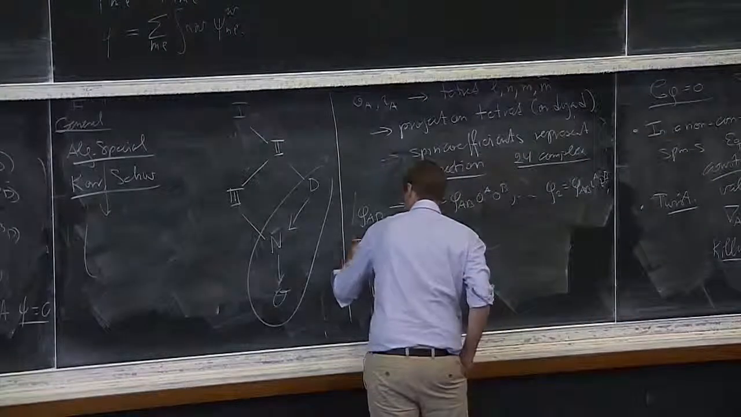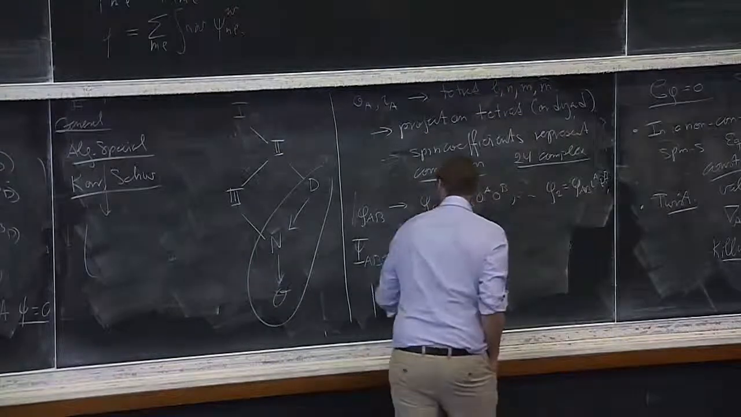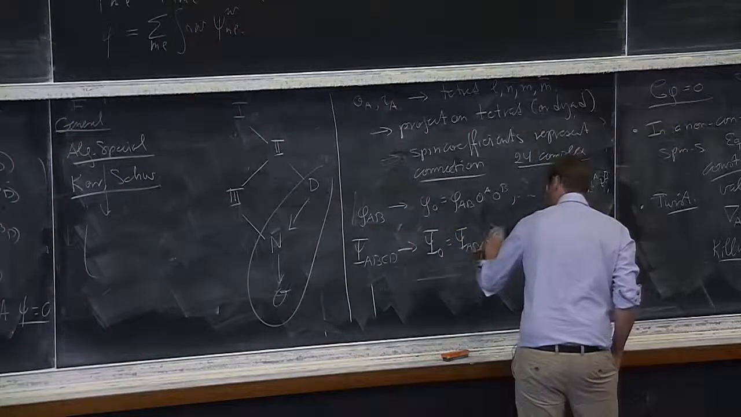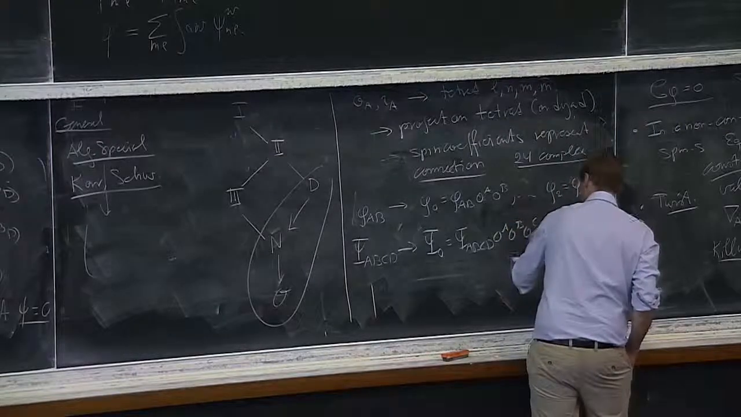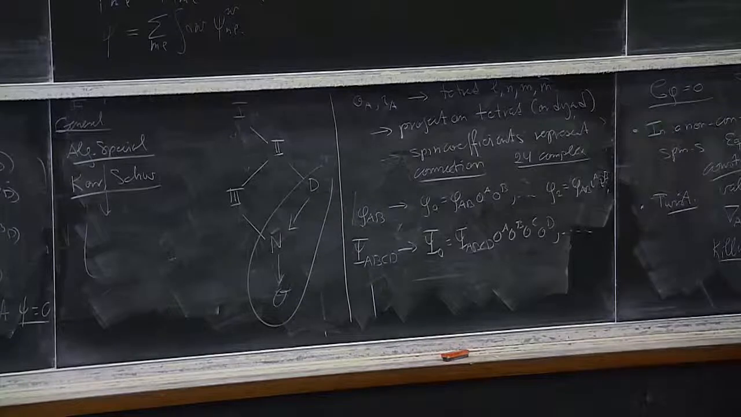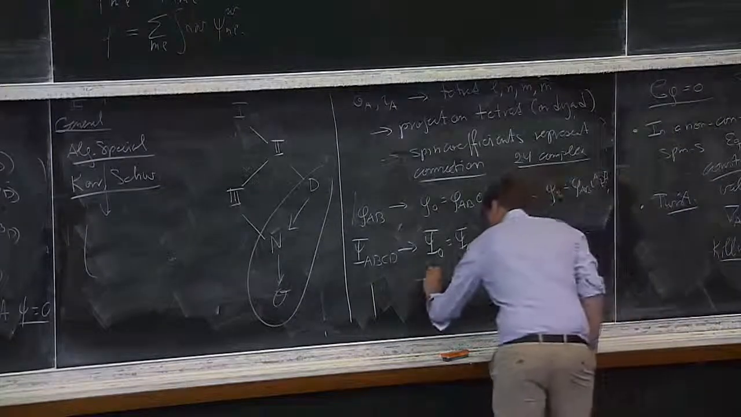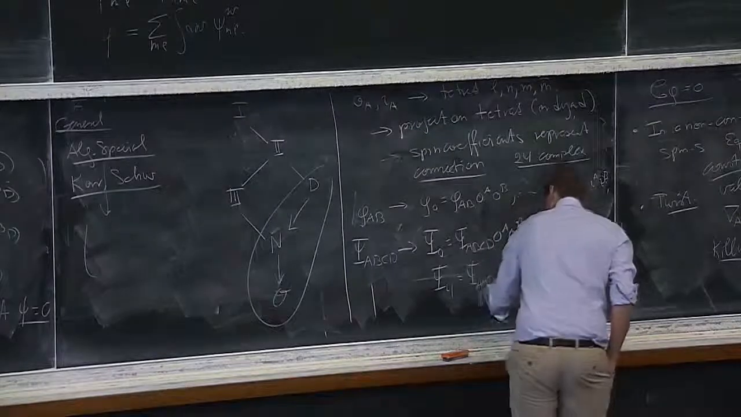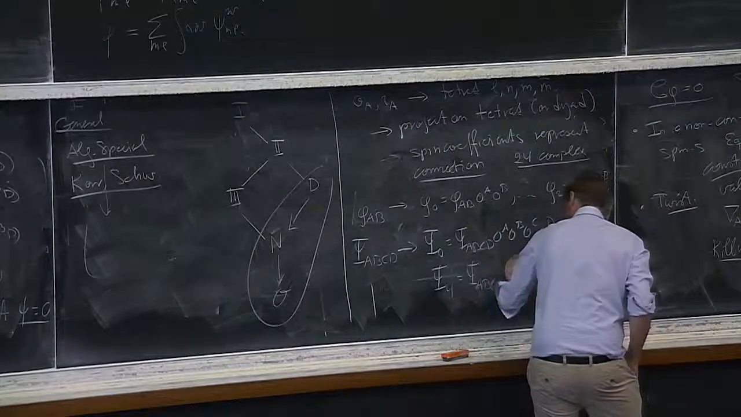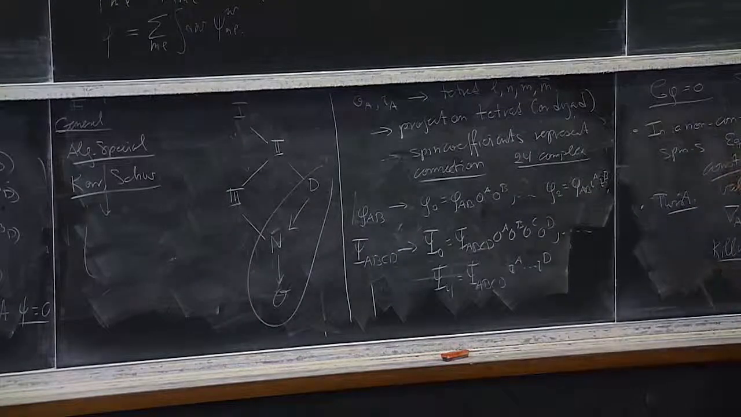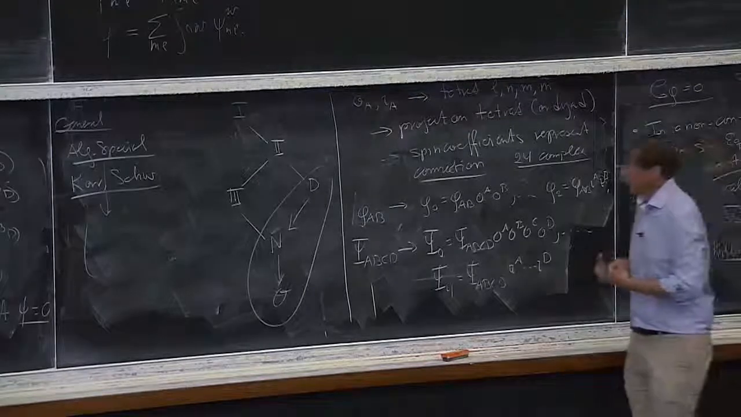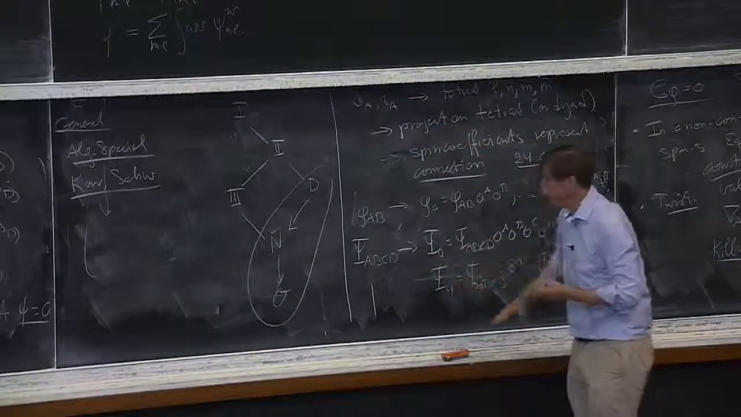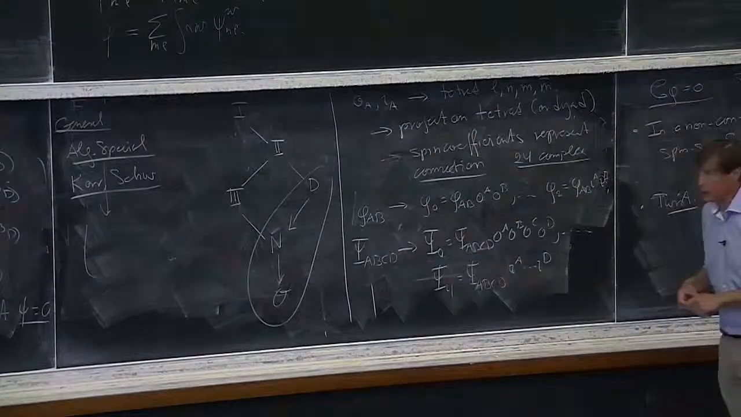For the Weyl spinor, we have psi 0, which is psi_ABCD o^A o^B o^C o^D, and so on. Those give me five scalars that represent the Weyl curvature. Okay, once we have chosen a dyad, we can represent our spinor fields and connection coefficients in terms of such scalars.